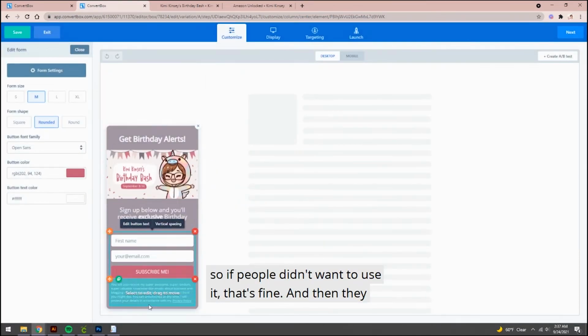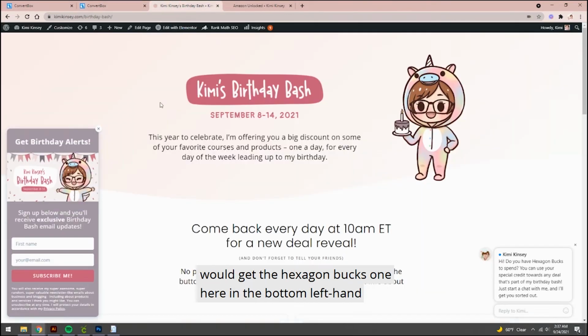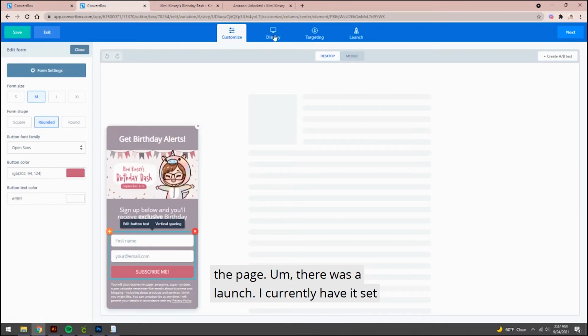So if people didn't want to use it, that's fine. And then they would get the hexagon bucks one here in the bottom left-hand corner instead. So there was always a pop-up that was related to this page. It just depended on how people interacted with the page.